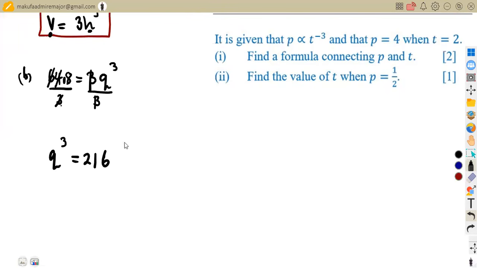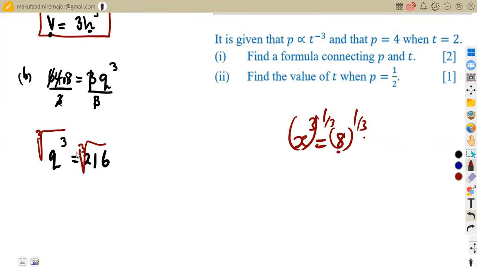Q to the exponent of... think of those x that we are used to. If you are given x to the exponent of 3 is equal to 8, how do you calculate x? You just introduce the cube root, or you raise both sides to the exponent of a third, whichever way, which represents the cube root. We are just going to introduce the cube root to remove the exponent of 3.